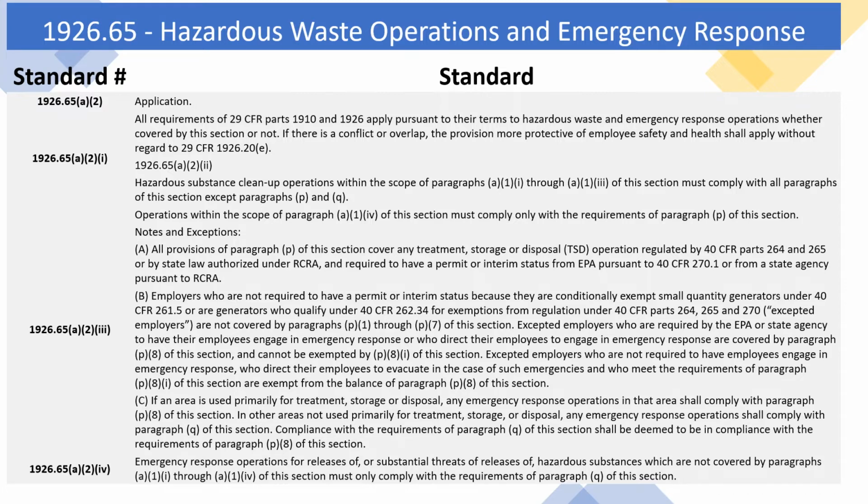1926.65(a)(2)(iv) Emergency response operations for releases of, or substantial threats of releases of, hazardous substances which are not covered by paragraphs (a)(1)(i) through (a)(1)(iv) of this section must only comply with the requirements of paragraph (q) of this section.